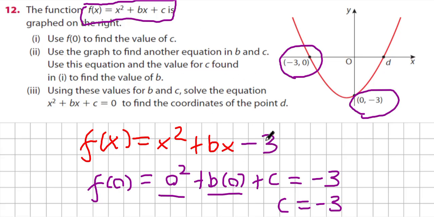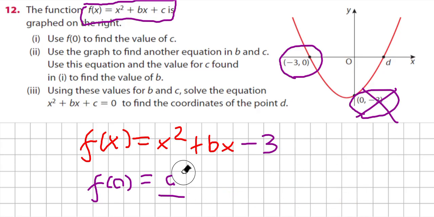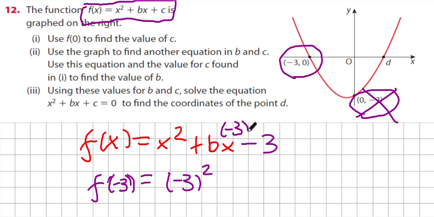Now we're on stage 2. What's stage 2? We've used this point already. What point do I need to use now? Okay. Replace the input with minus 3. Get an output of 0. Let's do it. Okay, let's go and get rid of this last one. We go again. Sub in minus 3. I get minus 3 squared. It's going to be b times minus 3, isn't it? Which is b minus 3. And the answer is also 0.